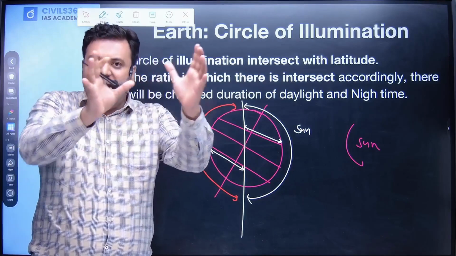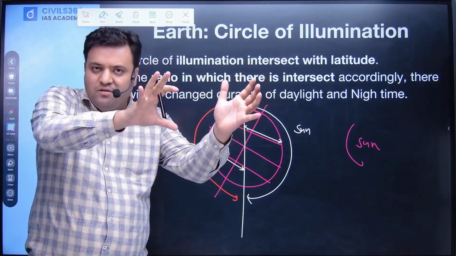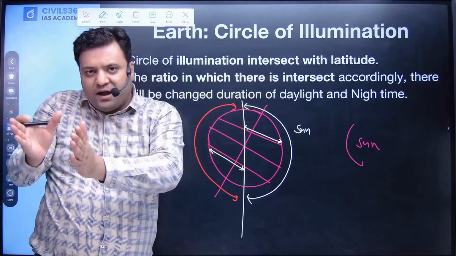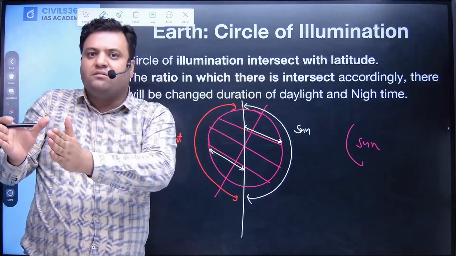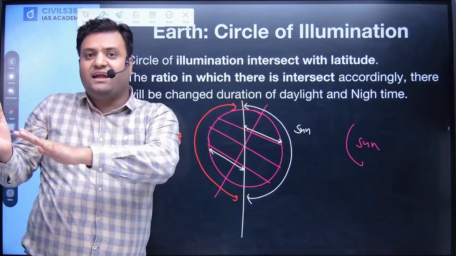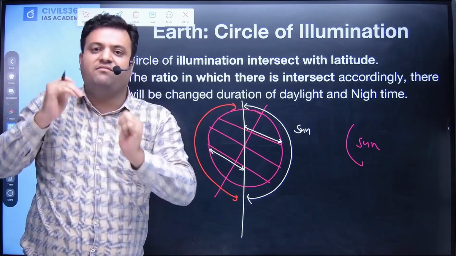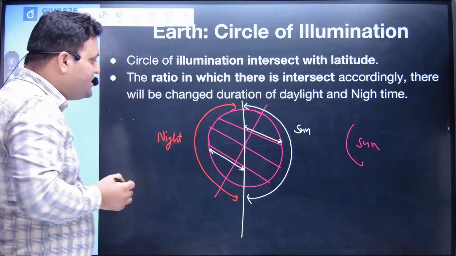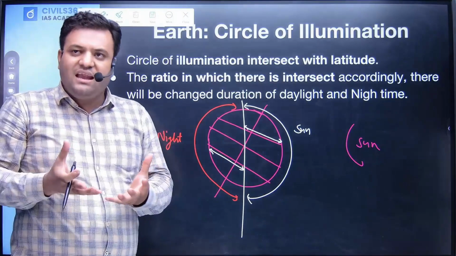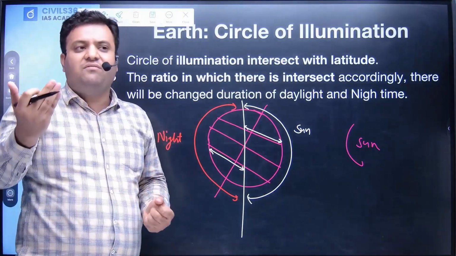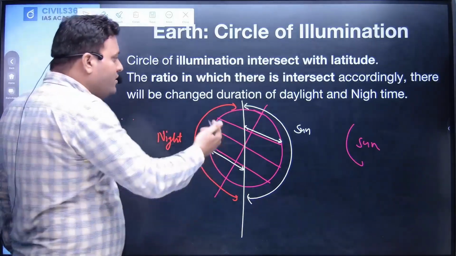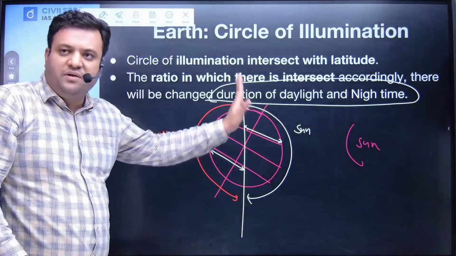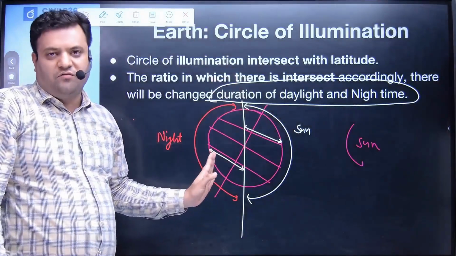If more of the part is exposed towards the daytime, there will be a longer duration of day. If less of the part is cut by the circle of illumination towards the night side, the duration of night will be less. So this is the circle of illumination, which is deriving the day and night, and it is also deriving the duration of day and night time based on this tilt, based on this dynamism of the circle of illumination.